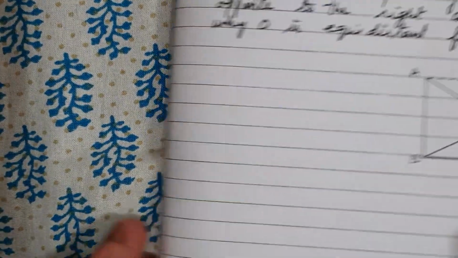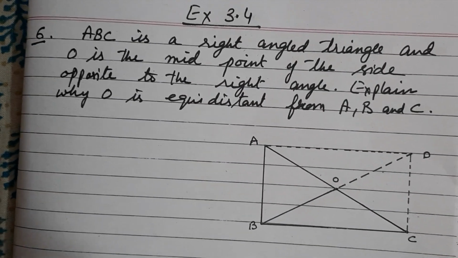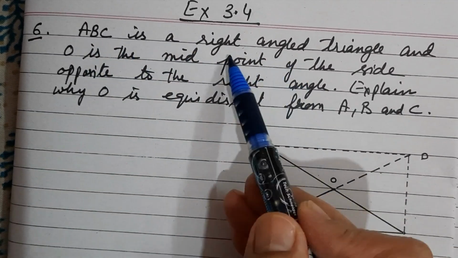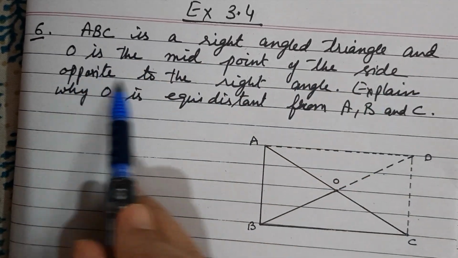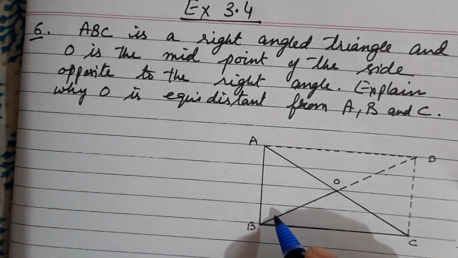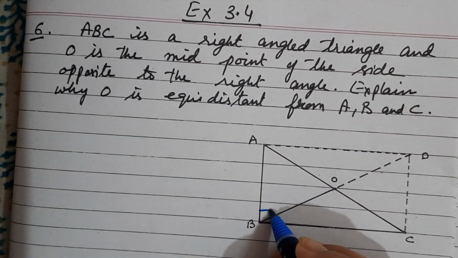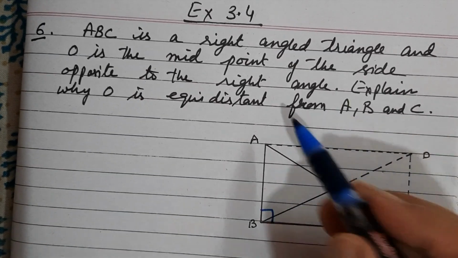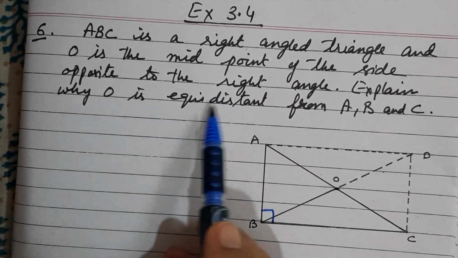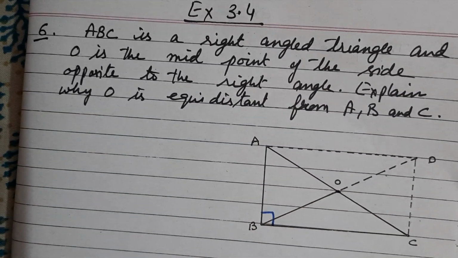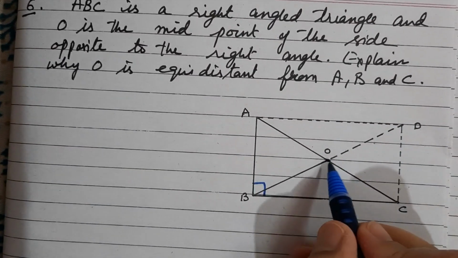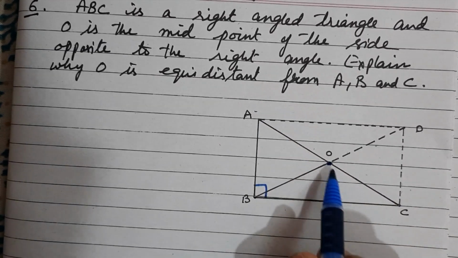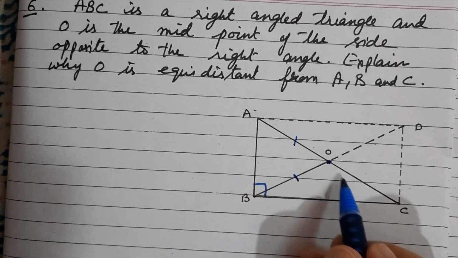Now next we have exercise 3.4, question number 6. In this question, triangle ABC is a right angle triangle and O is the midpoint of the side opposite to the right angled triangle. So this is right angled at B, and AC is opposite, O is the midpoint of AC. Explain why O is equidistant from ABC. Equidistant means equal distance, which means O to B, O to A and O to C, they are same, equal distance.